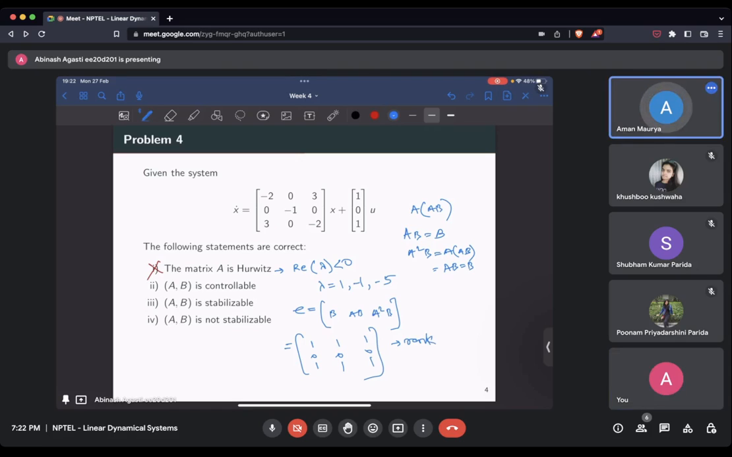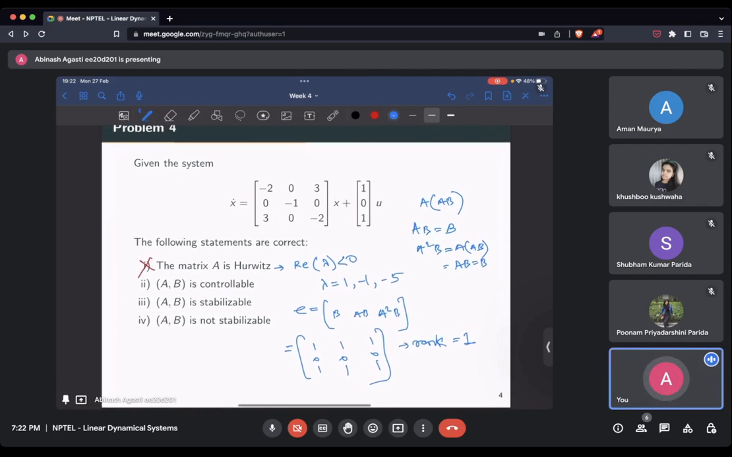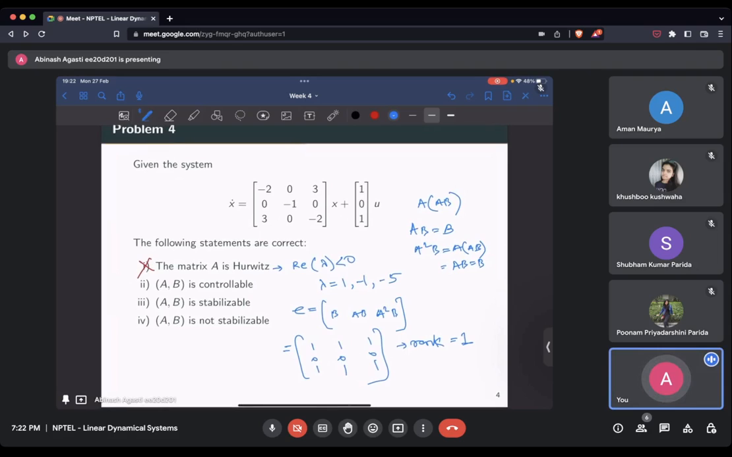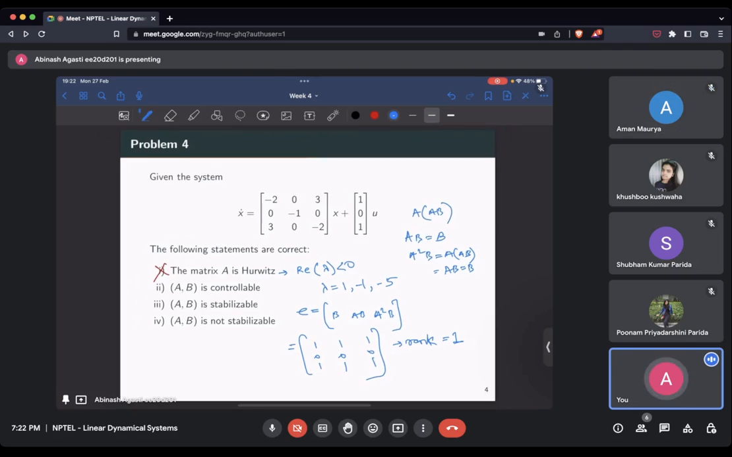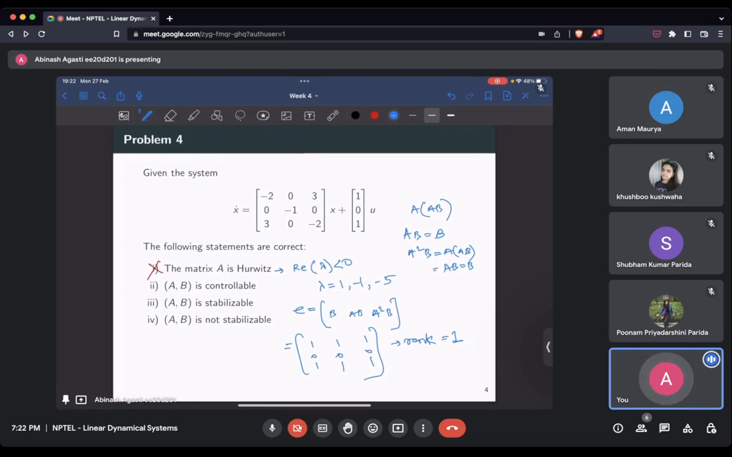Sir, 1. Okay, why is it? Sir, R3 minus R1 gives 0. Also remember that you can do similar computations along columns as well. Like you are doing R3 equal to R3 minus R1, you can also do C2 equal to similar things. So then rank is 1.